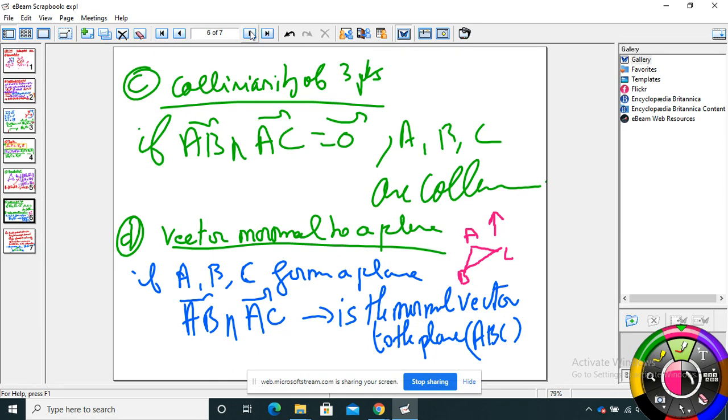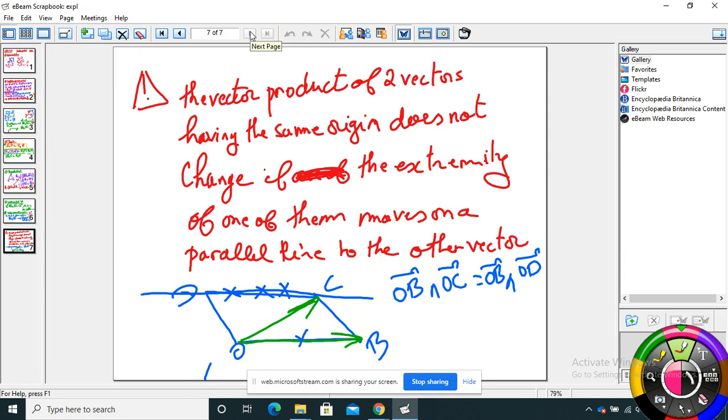I have one more remark and that's it, I'm done. This remark is very important. The vector product of two vectors having the same origin does not change if the extremity of one of them moves on a line parallel to the other vector.